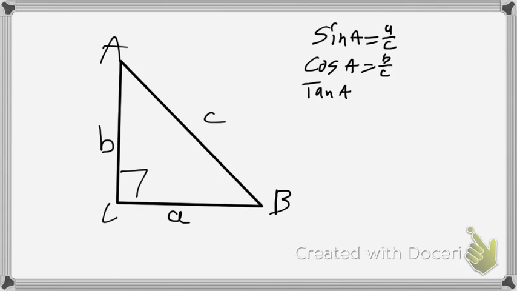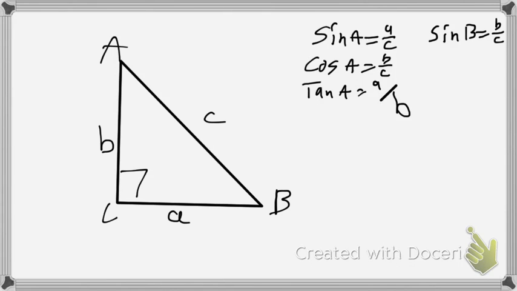And then finally we have our tangent of A, and that equals opposite A, we already went over that, A over adjacent B. Now notice that those places of adjacent and opposite are going to switch when we get to B.